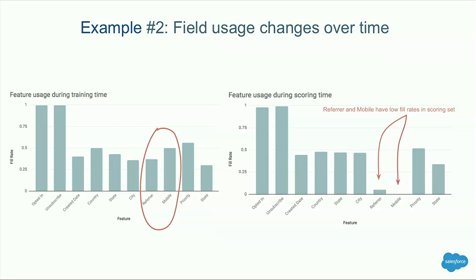In this example, we have features on the x-axis, and on the y-axis, we have their fill rates, the number of times the feature was actually filled up versus null. And we see there are two features, refer and mobile, which have statistically different distributions in the training data set versus the scoring data set. This is yet another example of dirty data. If you use that in your machine learning algorithms, it's not going to perform well.